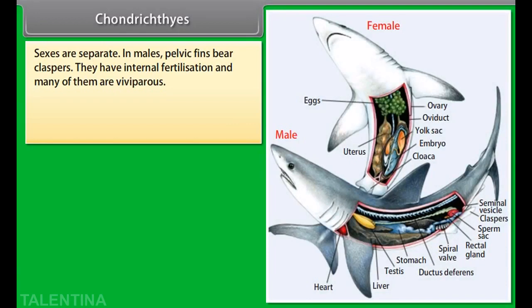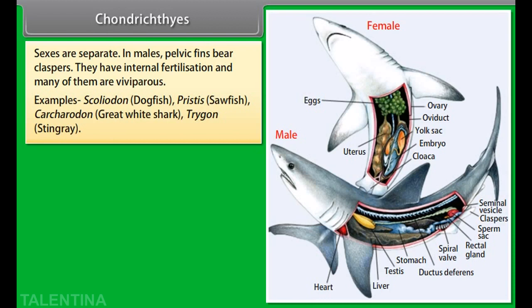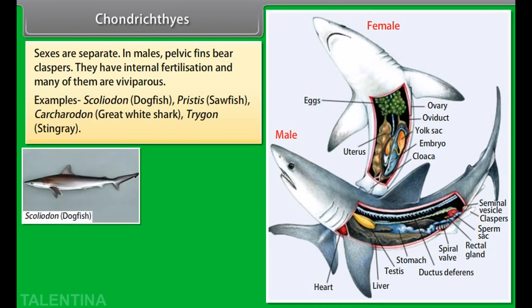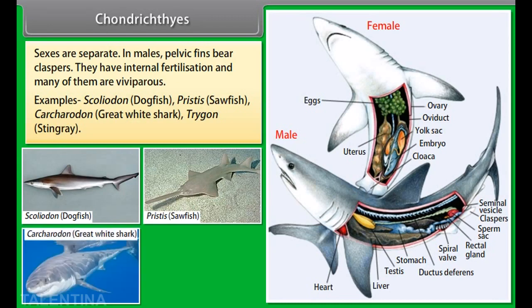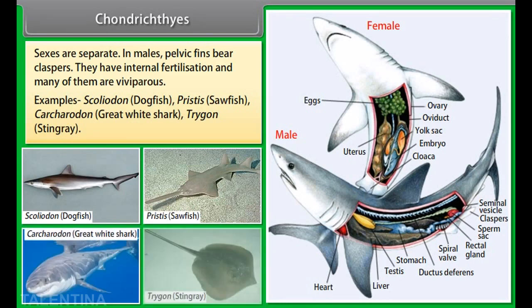Sexes are separate. In males, pelvic fins bear claspers. They have internal fertilization and many of them are viviparous. Examples: Scoliodon, dogfish, Pristis, sawfish, Carcharodon, great white shark, Trygon, stingray.